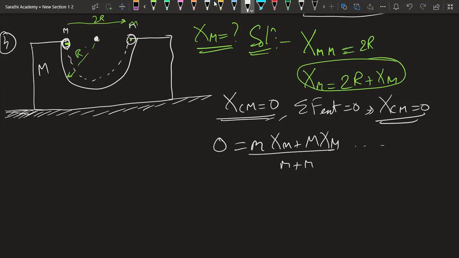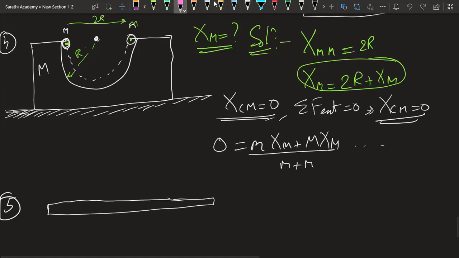Then another question which is on similar lines. Maybe you can do it as homework. Suppose there is a plank here, and on one end of the plank there is a man whose mass is m. At the other end of the plank, there is another man whose mass is m. The length of the plank is given as L, and the mass of the plank is given as 3m.